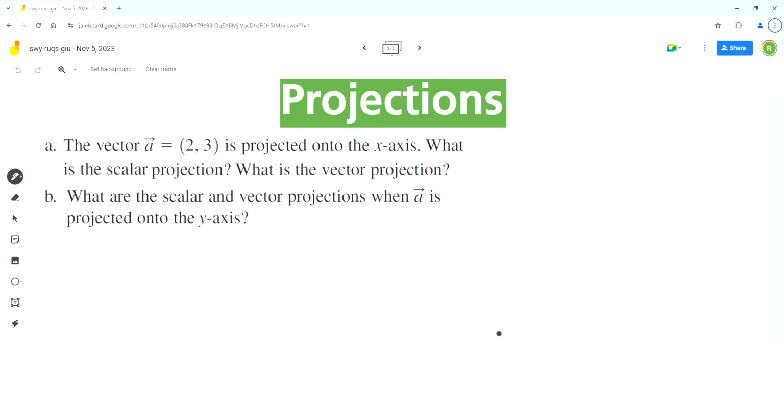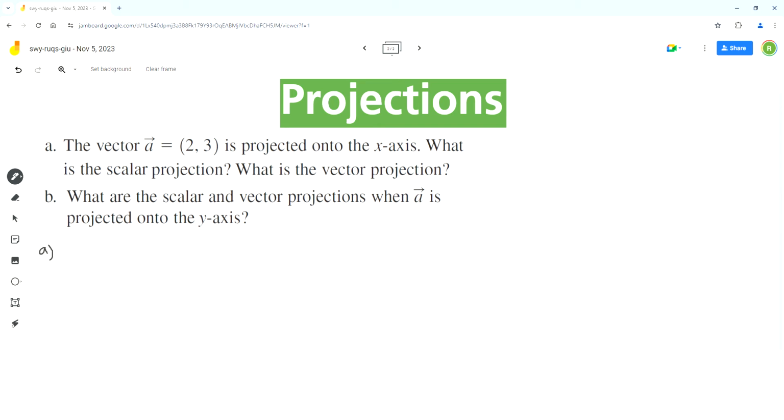So in this video, we'll solve this problem using the concepts of scalar and vector projections. So let's start with part A. The vector A is projected onto the x-axis. What is the scalar projection? What is the vector projection?